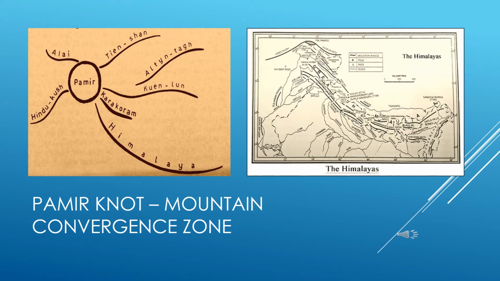The Karakoram range extends southeastward from the Pamir Knot between the Kunlun and the Himalayas. To the west of the Pamir Knot lies the Hindu Kush range, and to the southwest radiates the Suleiman range.